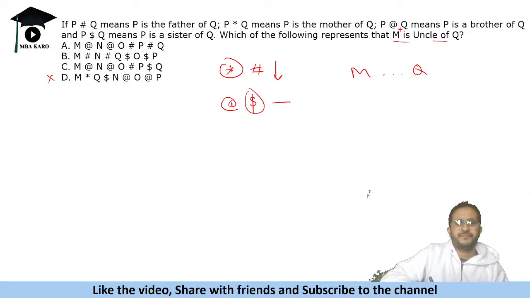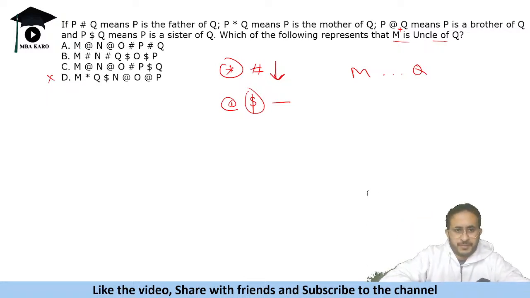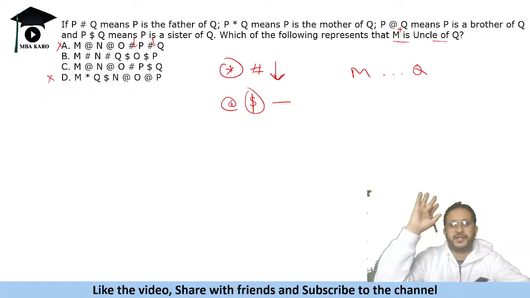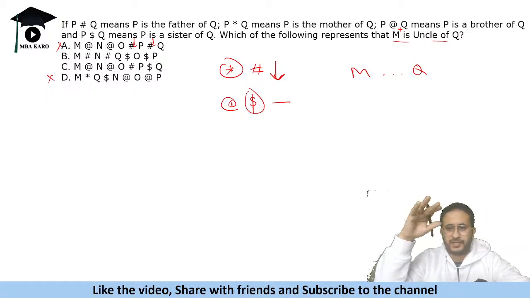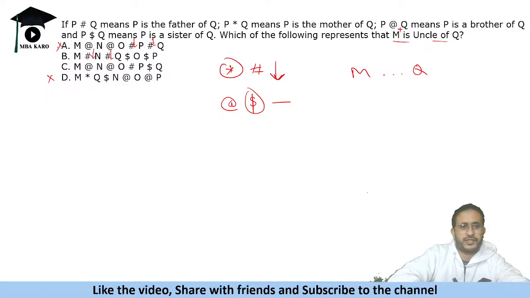Now next thing is M is the uncle. So that means there should be only one generation going down. Okay. M followed by at the rate and hash means two generations down. So I'm not drawing the family tree, I'm just using logic. If it is going two generations down, M becomes the grandfather. Isn't it? M cannot be the uncle. Uncle means only one generation gap. Now this is going down two generations, so we can eliminate it. Now in this case, you are going two generations down, so you can eliminate it. So this should be the answer.